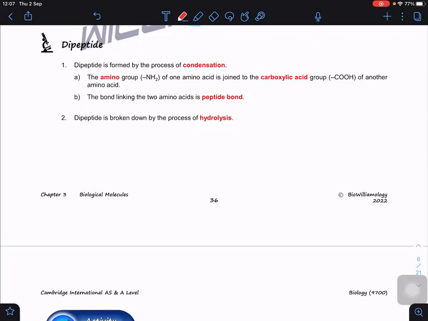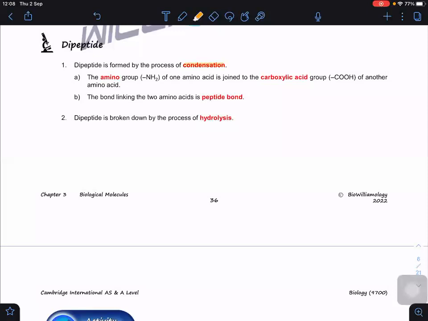Okay, so for today's lesson, we're going to look at dipeptides. From the name, di means two, right? So what we're going to look at here is how to form a dipeptide. If you want to build out a molecule, we need to have a reaction take place, and this reaction is known as the condensation process.